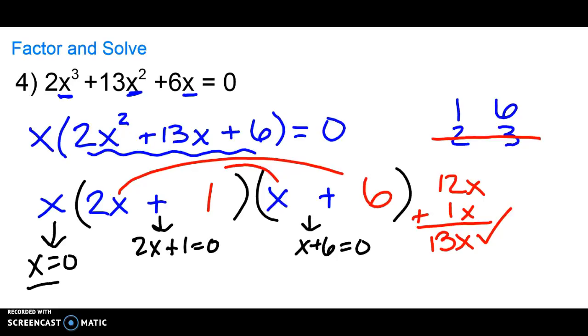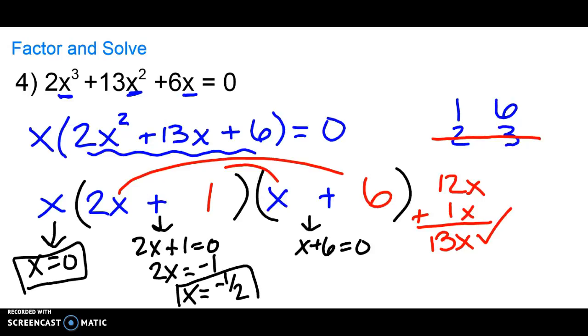So here's the first answer, x is 0. Here I'm going to subtract 1, and then divide by 2. I'm going to get negative 1/2 as my second answer. And here I'm going to subtract 6, so I'm going to get x is negative 6. So I know it seems crazy that you have 3 answers, but you have to recognize that you started with a cubic, and so that's why you ended up with 3 answers.